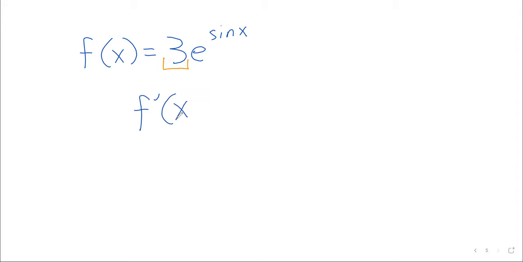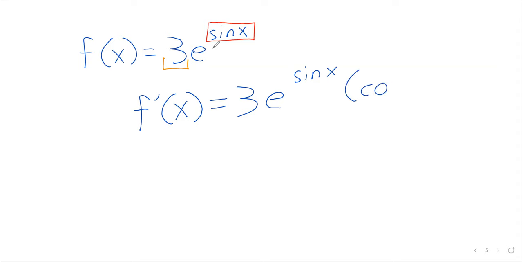If we take the derivative of this, the 3 is just going to sit there. And then you need to recognize that you have a composition with that exponential on the outside and the sine on the inside. So the derivative of the exponential is the exponential. We don't take any derivative here, we just stick the inside function inside. And then we need to multiply by the derivative of the inside function.